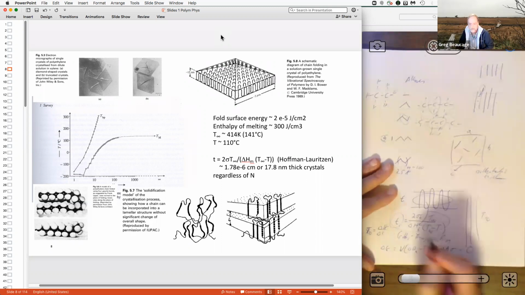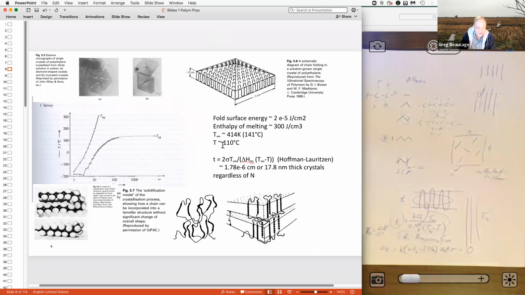If we plug in the numbers, say it was crystallized at 110 C, which is a normal temperature to crystallize polyethylene, you find you have 17.8 nanometer thick crystals from that equation, using rough numbers. And in this micrograph, he's got 15 nanometer thick. So it's about the same number. That means it doesn't matter what molecular weight it is. It's just going to fold that way because of the ratio of the surface energy for a fold and the bulk enthalpy of the crystal.